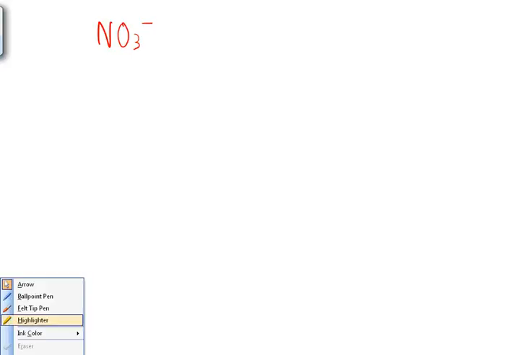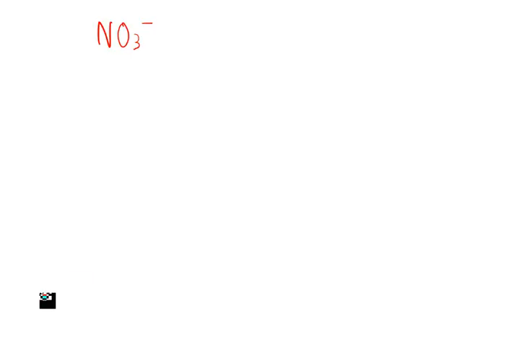Okay, so for this problem here, we're looking at nitrate, and we're going to figure out all the different steps, starting with the Lewis dot structure. Nitrogen has 5 valence electrons. Oxygen has 6, and there's 3 of them. So 6 plus 6 plus 6. We also have a -1 charge, which means that we're going to add 1 here. If it were +1, you would subtract 1. So we have a total of 24 valence electrons here.